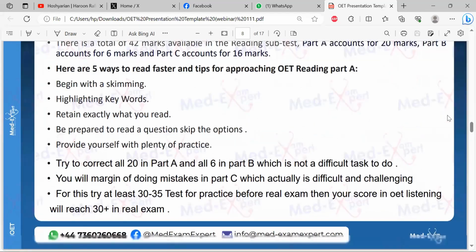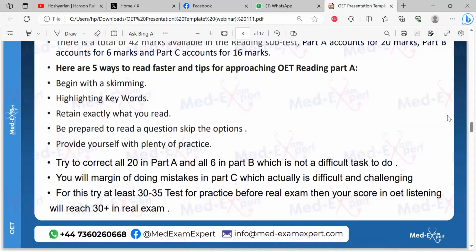So provide yourself with plenty of practice, because there comes another question: what should we do regarding OET reading Part A, because we have just 15 minutes and we have to solve 20 questions. Trust me, I am repeating it again. If you practice OET reading with 30 to 40 tests, you will score 20 out of 20 in Part A on the exam day. It is a very, very easy subtest. So please don't lose your margin by losing marks in Part A and Part B.